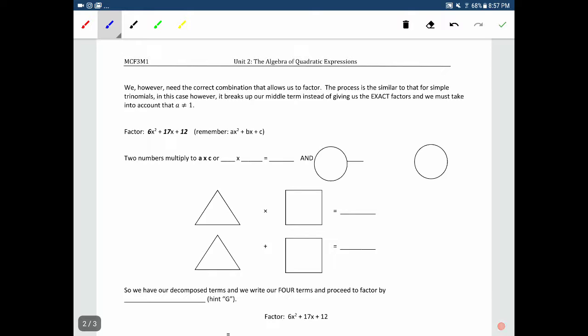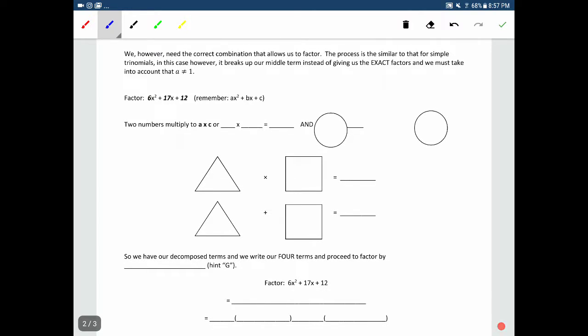So we need to find the correct combination that allows us to do this factoring. That 17x there, we could have split up into anything. I mean, it could have been a 7, a 10, 6, 11, but we need it to be an 8 and a 9 or this won't work. And so we have to figure out what two numbers we have to split that 17 up into.